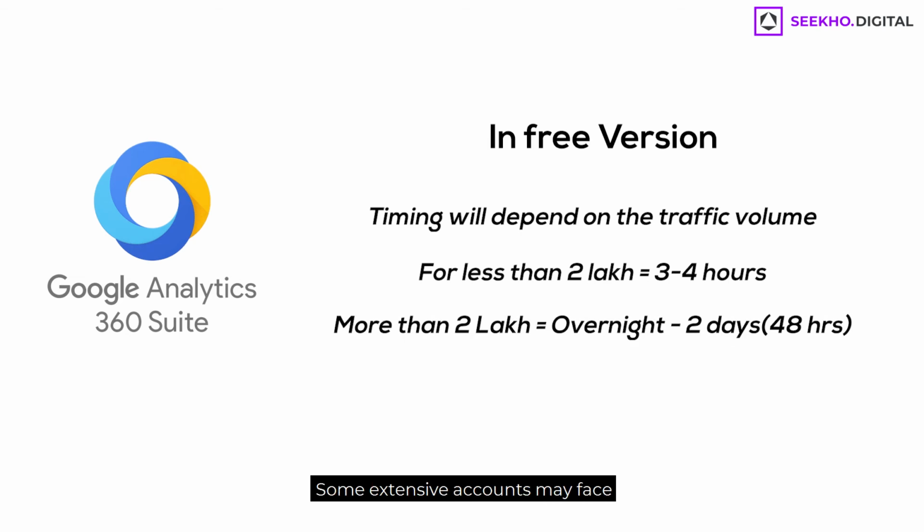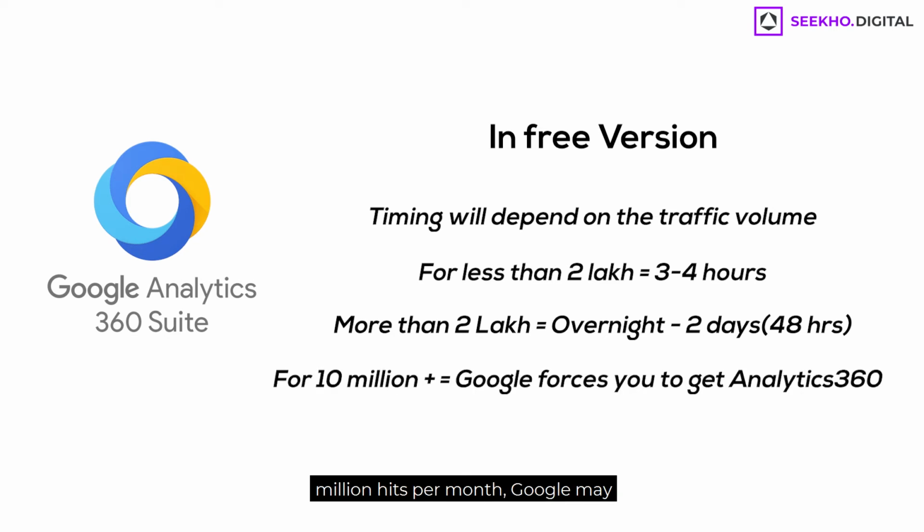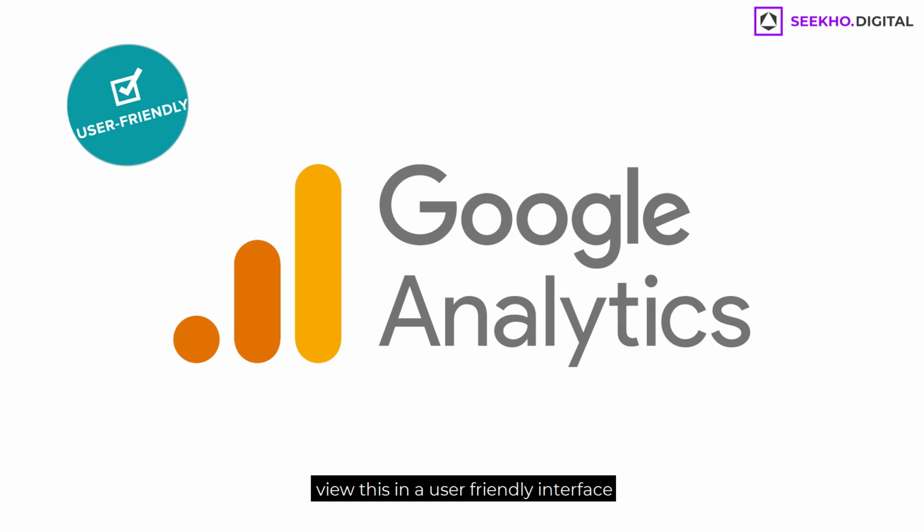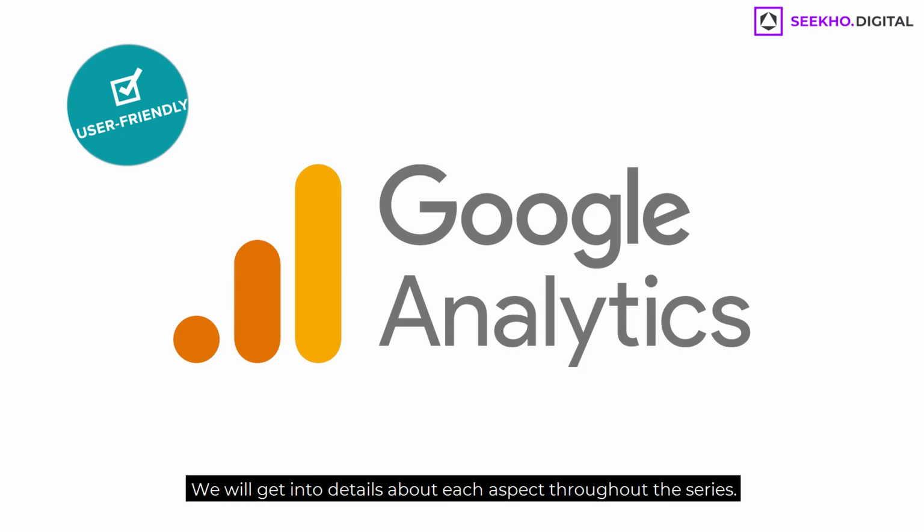Some extensive accounts may face delays of up to 48 hours in processing. Note that if you have more than 10 million hits per month, Google may force you to buy the paid version. When all the data is processed, you can view this in a user-friendly interface on your Google Analytics account. We will get into details about each aspect throughout the series.